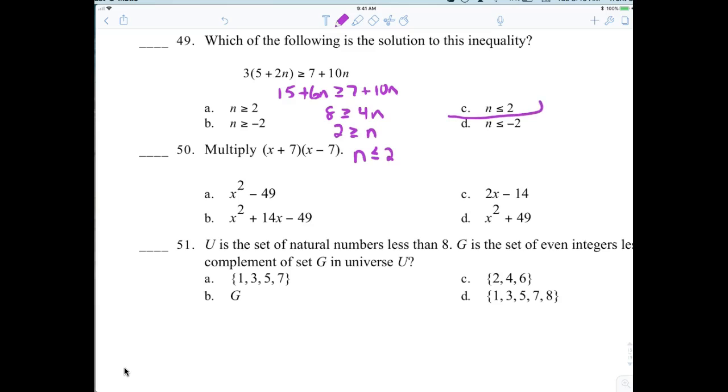Please look over 49. Remember the rule: if you multiply or divide by a negative, you have to change the signs. When you multiply or divide by a negative, you have to change the signs. There isn't one here. I'm just saying.